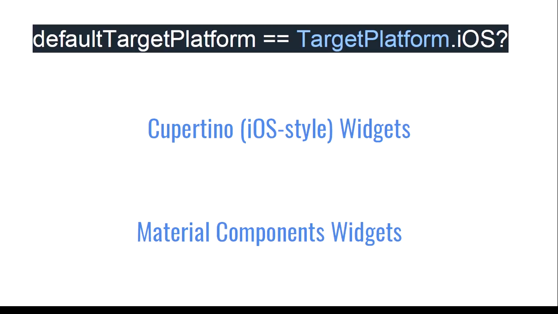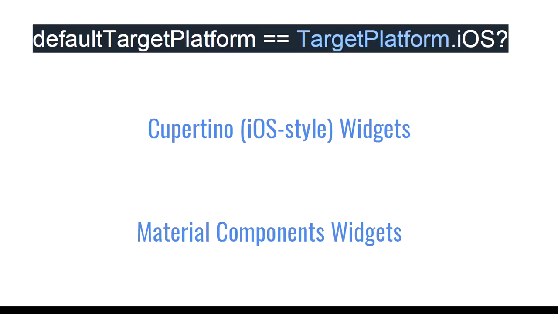Now let's talk a little bit about platform widgets. Platform widgets are important if you want your application to look exactly like a native application. So I want, for example, my iOS application to be like a normal iOS application with the same style and stuff like that. I want my Android application to have the look and feel of a material design application. How can we do this? We have these two kinds of widgets: material component widgets for Android and Cupertino iOS style widgets for iOS.